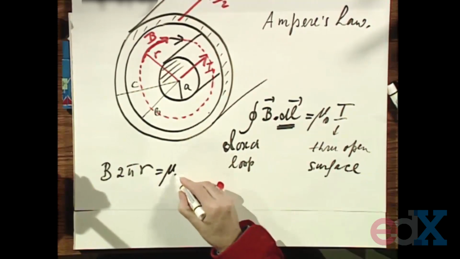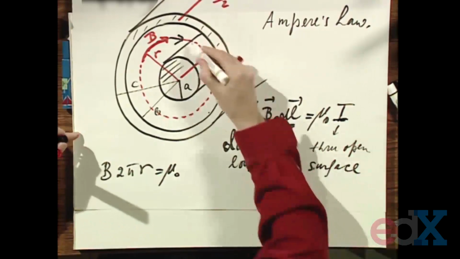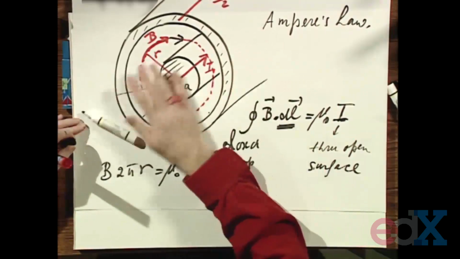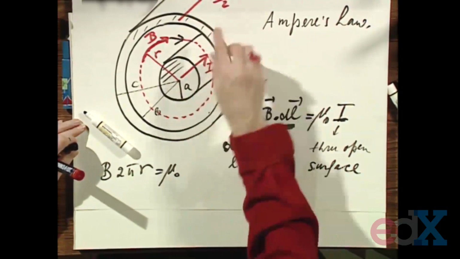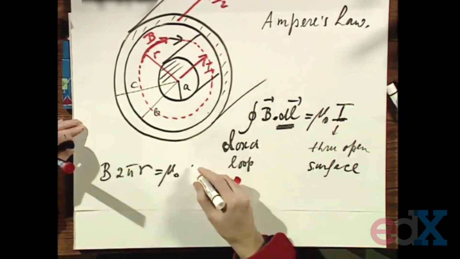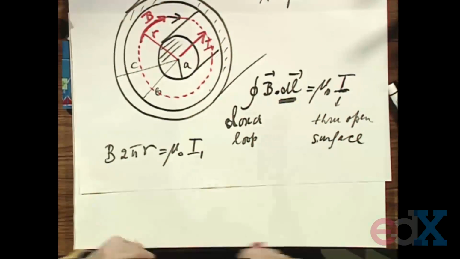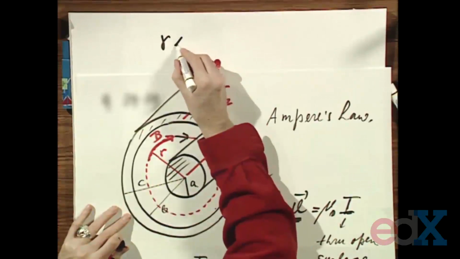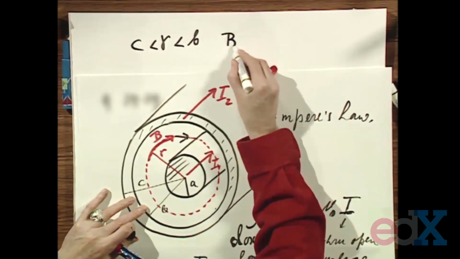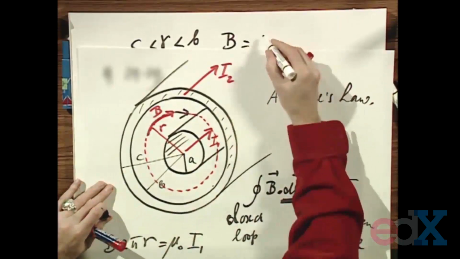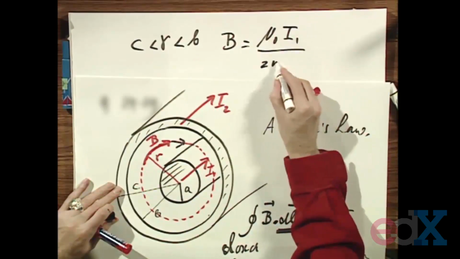This now equals mu 0 times the current that cuts through an open surface that I attach to this line. Well, why not just make a flat one? I don't have to give myself a hard time making a flat one. Then the current that goes through here is I1. And there it is. And so out pops immediately that in the case that R is smaller than B and larger than C, the magnetic field falls off again as 1 over R, which is no surprise, mu 0 I1 over 2 pi R.